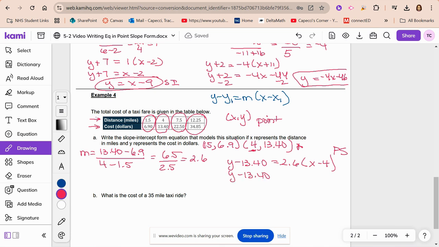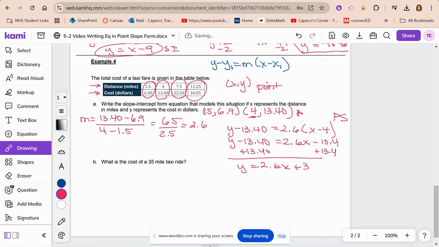So again, I'm going to distribute. I have 2.6x minus 10.4. I'm going to add 13.40. And I end up with y is equal to 2.6x plus 3.